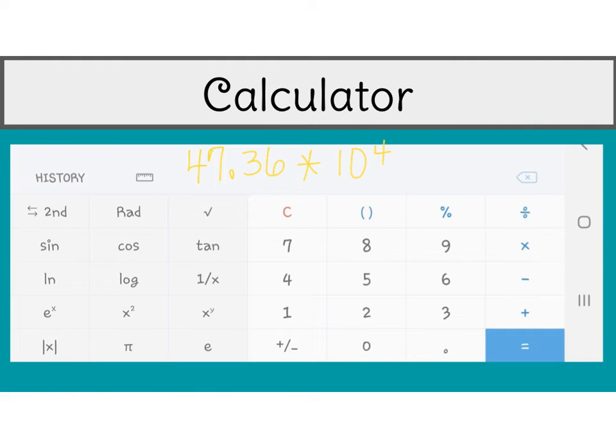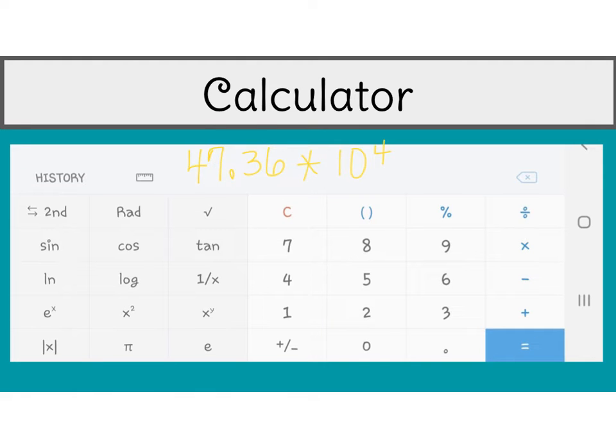So basically, we're just taking that 10 to the fourth power and we're multiplying 10 4 times that 47.3600. So that would be another option for you if you can't quite figure out which button works for your particular calculator. The other thing is to play with those buttons and figure out which one's giving you the correct answer. So that'll be a little exploration activity with your calculator to practice with.